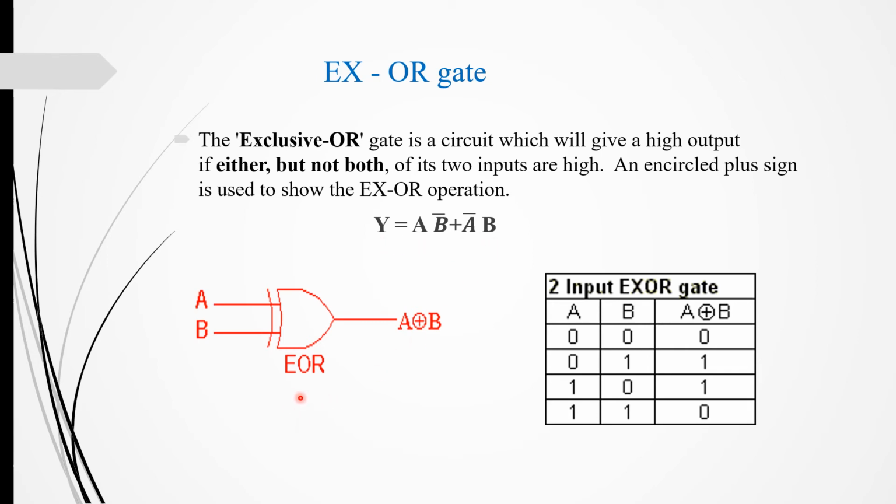This is the symbol of XOR gate and this is the truth table of XOR gate. In the truth table you can see that if both inputs are 0 or both inputs are 1, then only its output is 0. So when both inputs are equal, the output is 0. Otherwise the output will be 1.